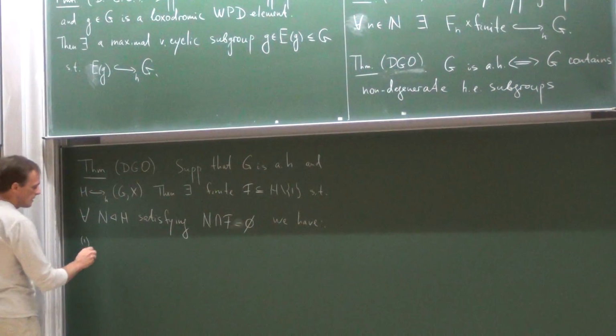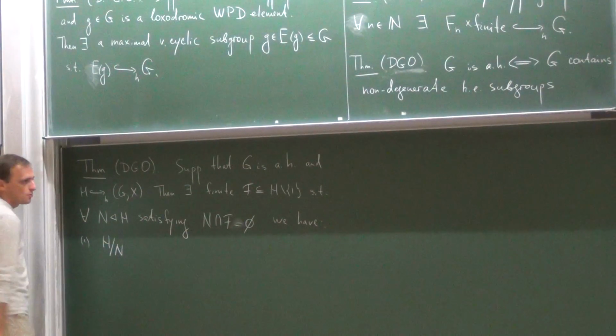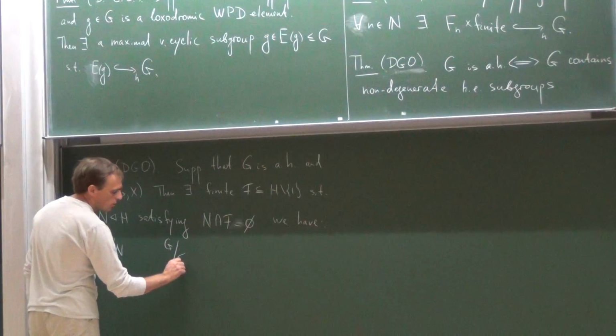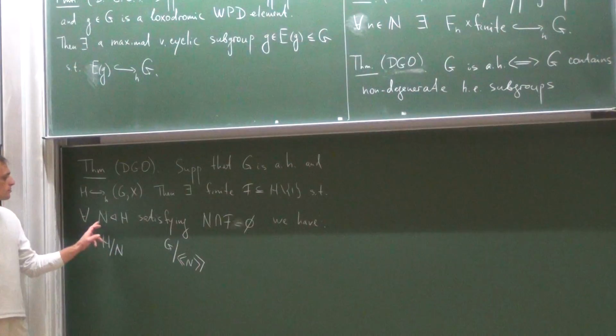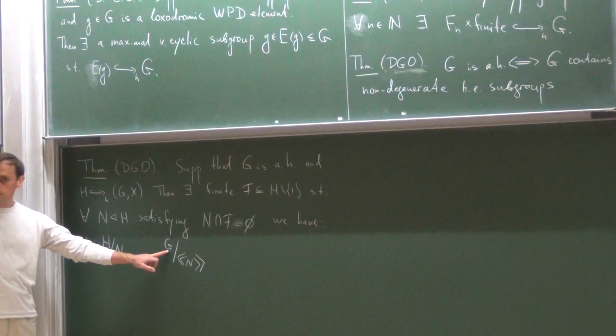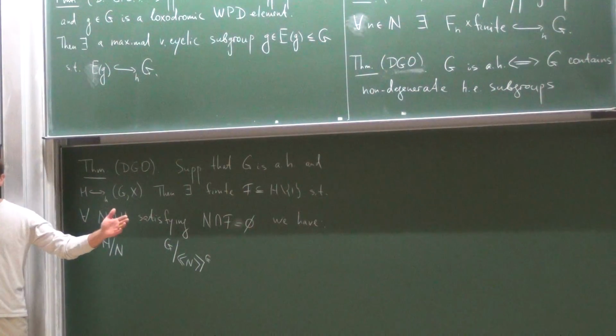So first, if you take H mod N and look at G mod the normal closure of N, N is a normal subgroup of H. It's not necessarily normal in G, right? So when you take the normal closure of N in G, it will be bigger.